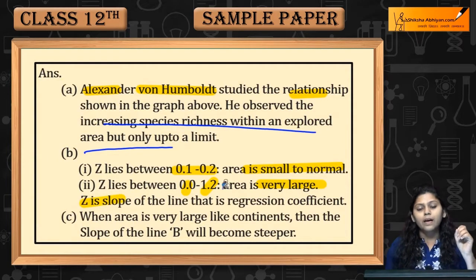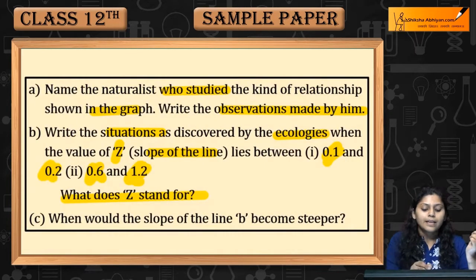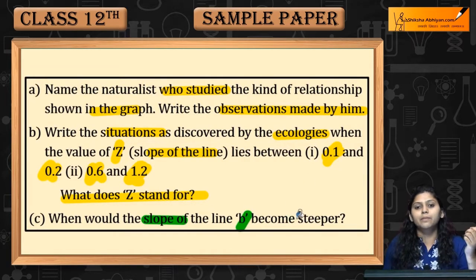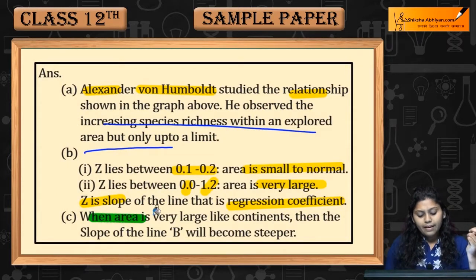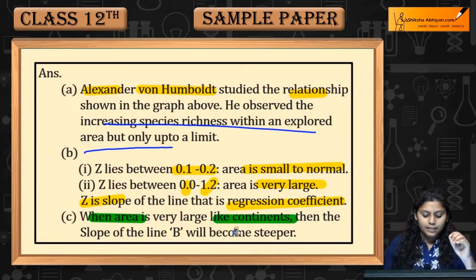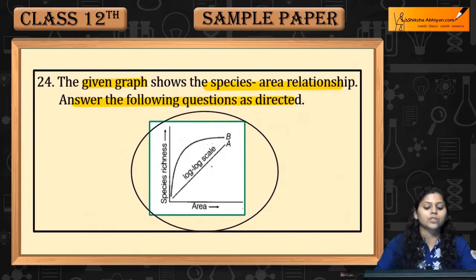Z in the slope of the line stands for the regression coefficient. Next question is, when would the slope of the line become steeper? When area is very large, like continents, then the slope of line B will become steeper. This was question number 24.